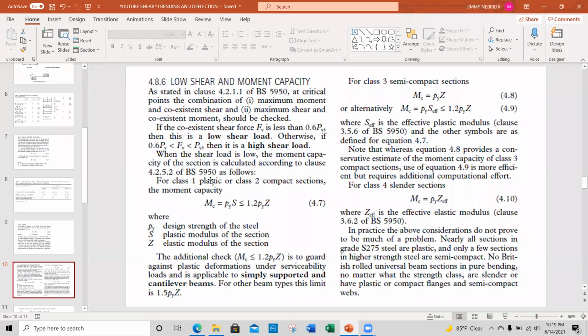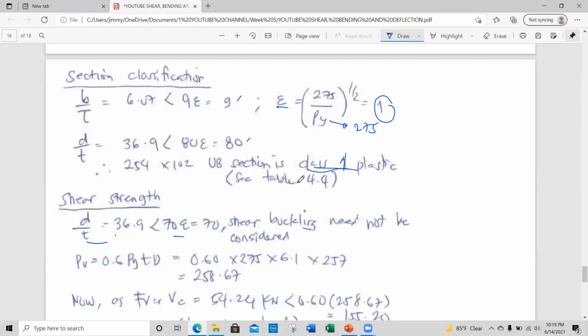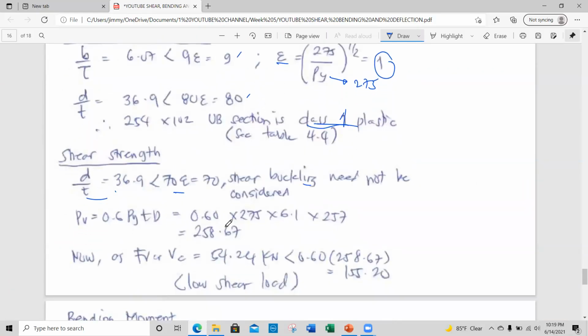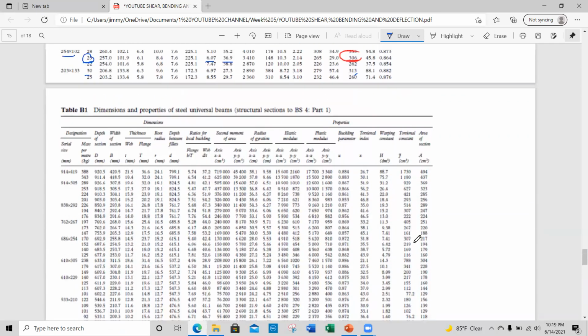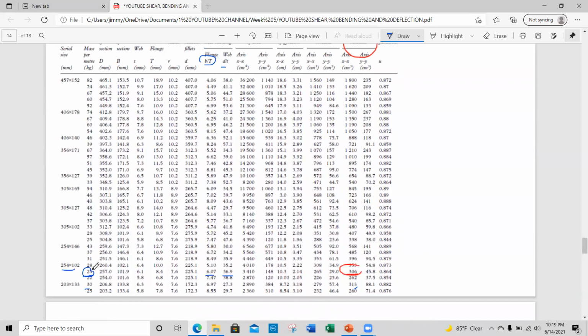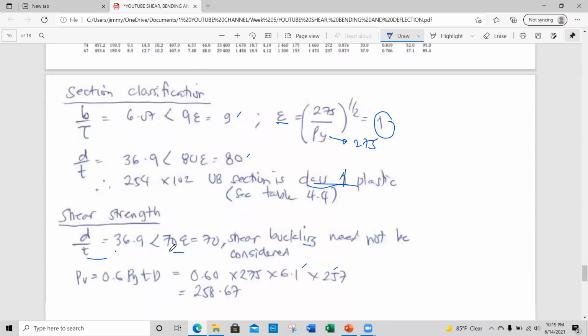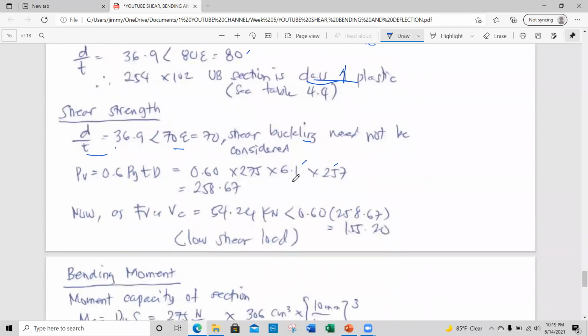How do we satisfy if it is a low shear load? It should be less than 0.6 PV. PV is 0.6 PY, PY is 275, t is given from the table, which is 6.1, and then you have the effective depth, D, also 257, from here. Small t here, 6.1. All these values are taken from the table, as I have shown to you. Then we have this PV, and 0.6 of 258.67 is 155.2.